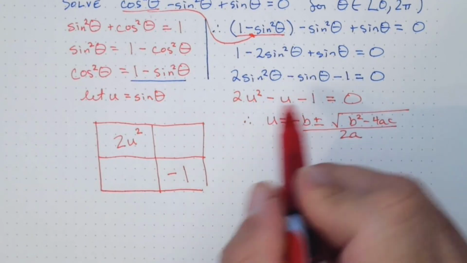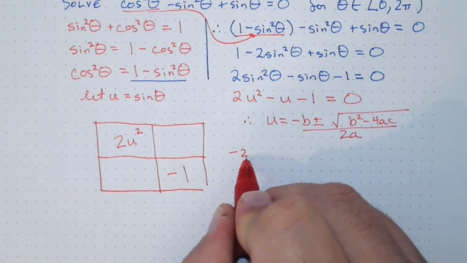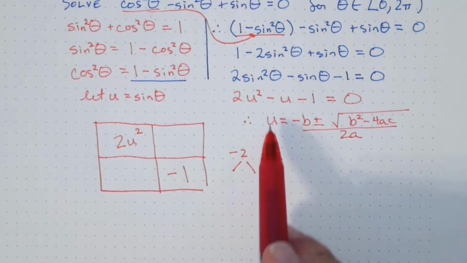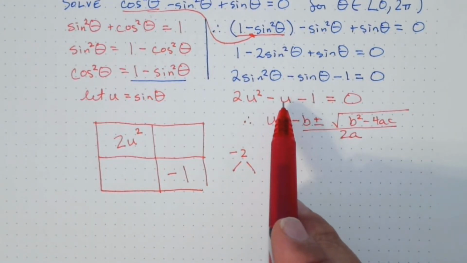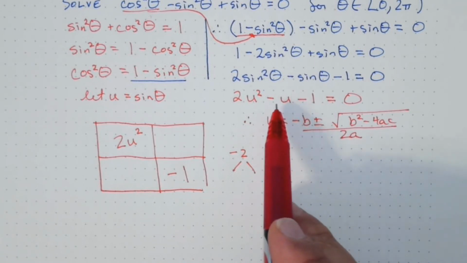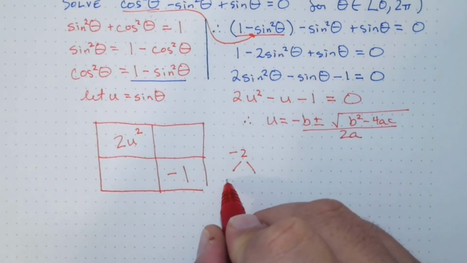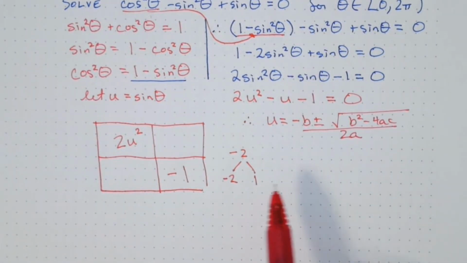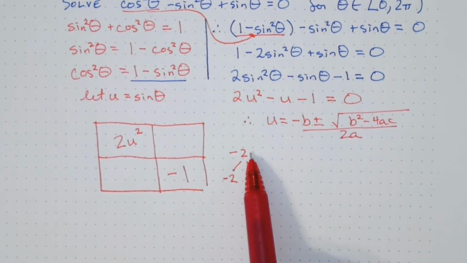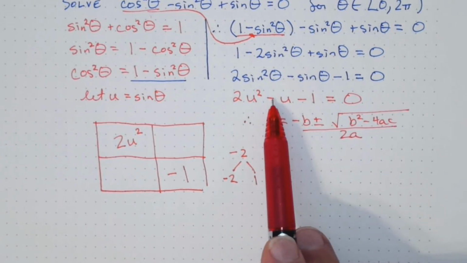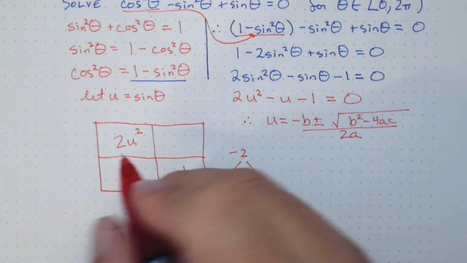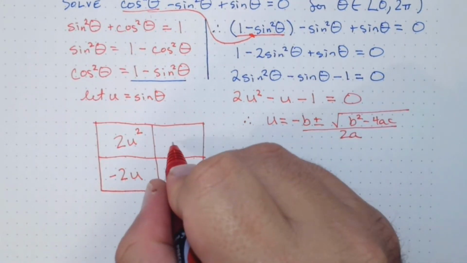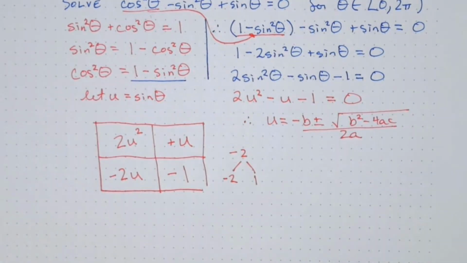If I multiply 2 times -1, I'm going to have -2. So I need to consider factors of -2 that have a difference of 1. Right? So of course I'm going to have 2 and 1, and the 2 will need to be negative because now -2 times 1 is -2, but -2 plus 1 is -1. So what does that mean for me? That in one of these corners I need to put a -2u, in the other corner I need to put a positive u. All right?